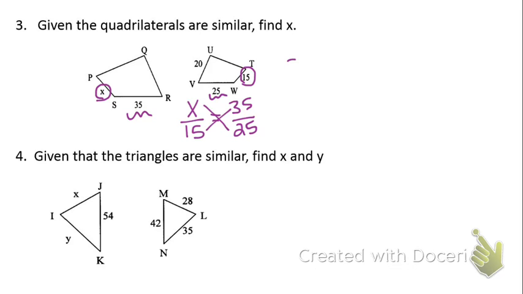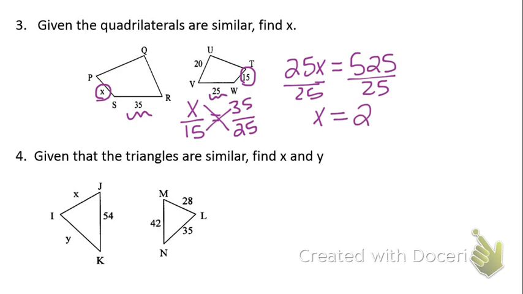So x times 25 is 25x. And then 35 times 15 gives us 525. And then all we do to solve for x is divide by 25. And we get 21.